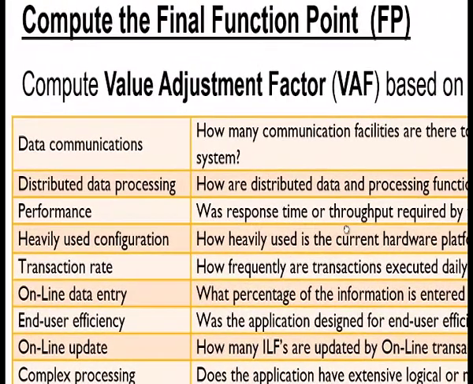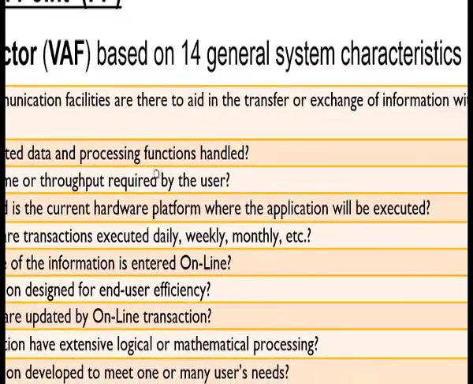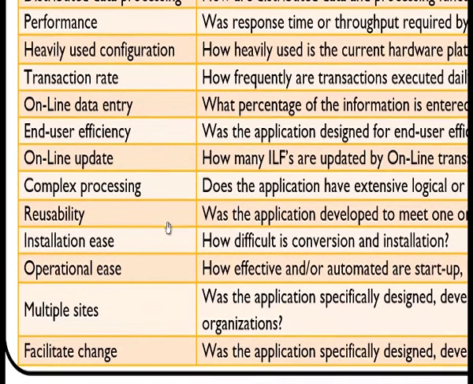Now, computing the final function point, we have to compute the value adjustment factor based on 14 general system characteristics. I will repeat the 14 general system characteristics: data communications, distributed data processing, performance, heavily used configuration, transaction rate, online data entry, end user efficiency, online update, complex processing, reusability, installation ease, operational ease, multiple sites, and facilitate change.